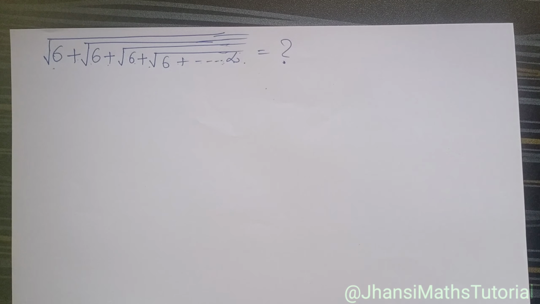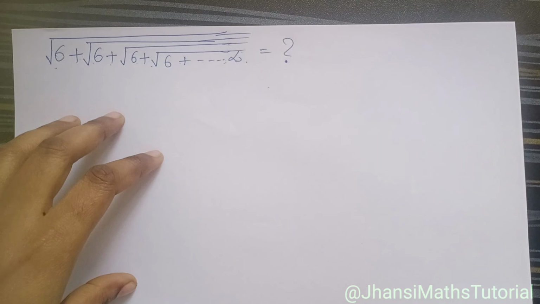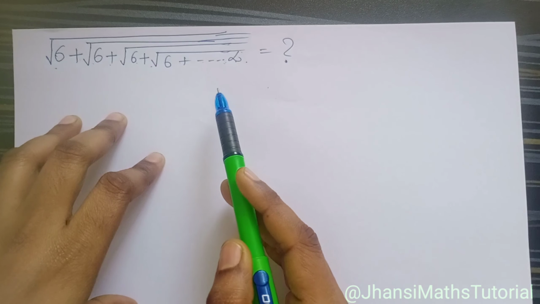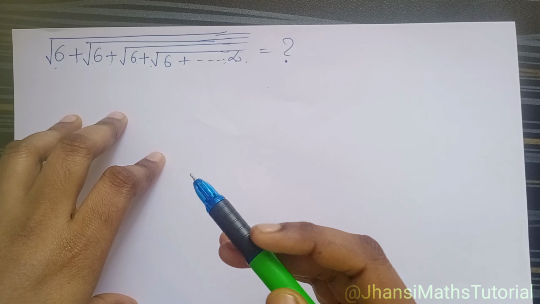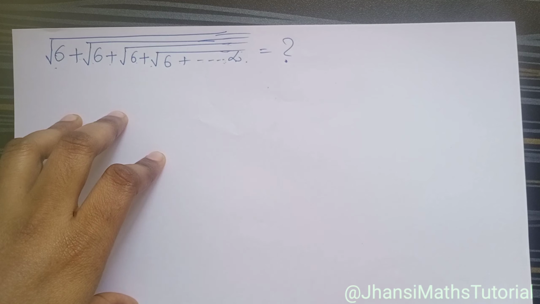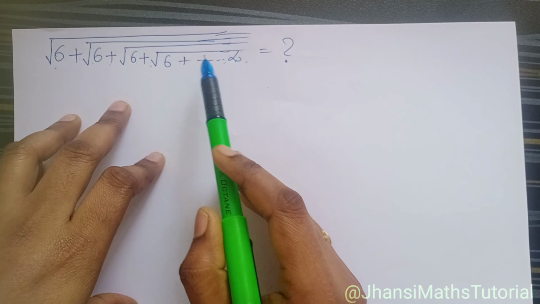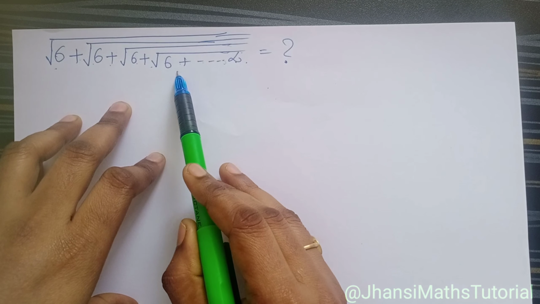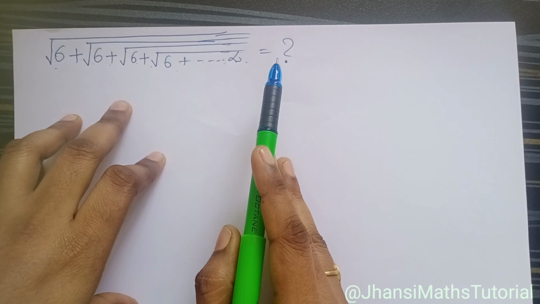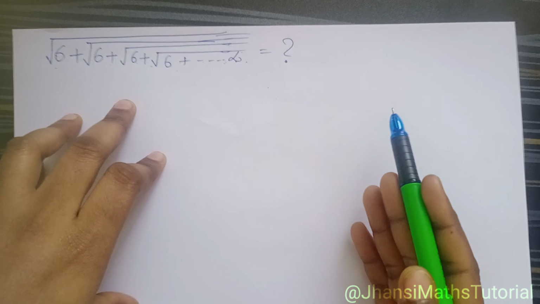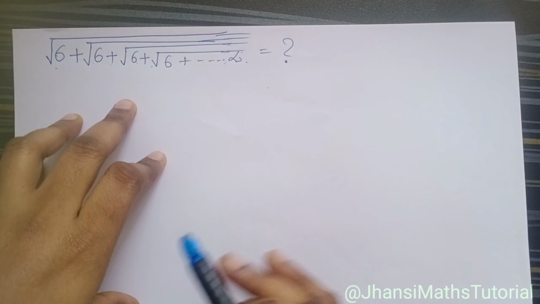Now let's get into the problem. First I solve this problem using a trick in an easy way. After that, whether the answer that we get using the trick is correct or not, I will prove it in another method. So there are two methods to solve this problem. One is using the trick, which is useful in all the competitive exams to solve easily for time saving purpose, and another is to check whether the trick is correct or not. I will prove it.